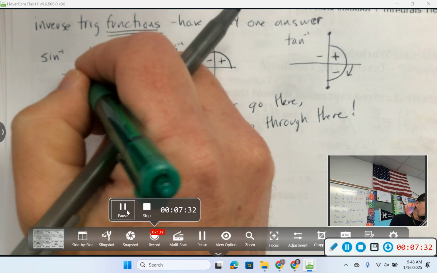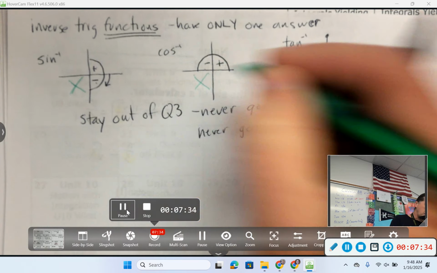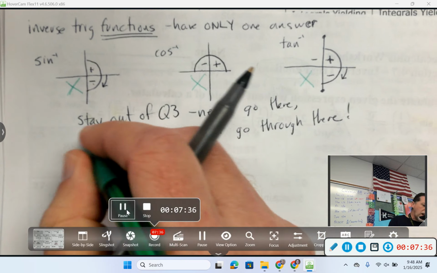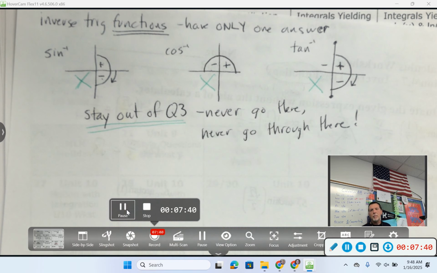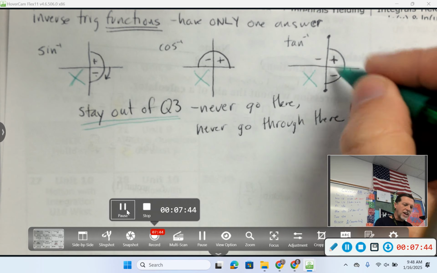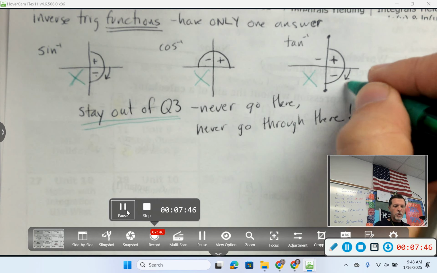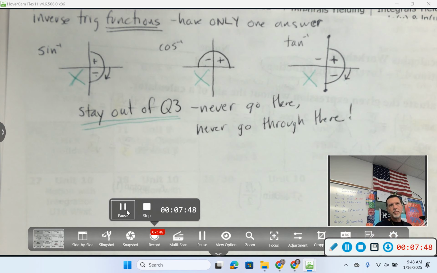Stay out of quadrant 3. So that's kind of the short answer. If you stay out of quadrant 3, you're going to get most of them right. That's about the only rule you need. The only trick is inverse tangent of a negative number. You have to know to go to quadrant 4 rather than quadrant 2.